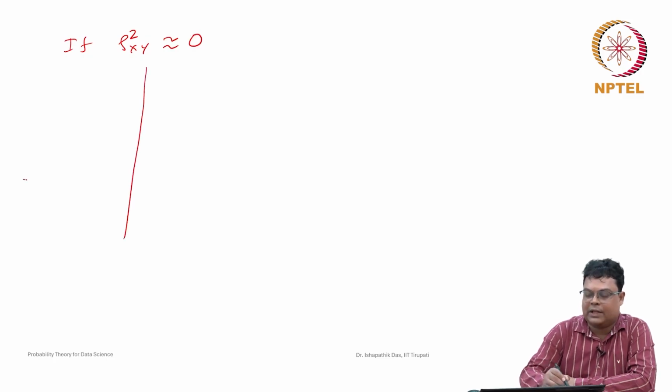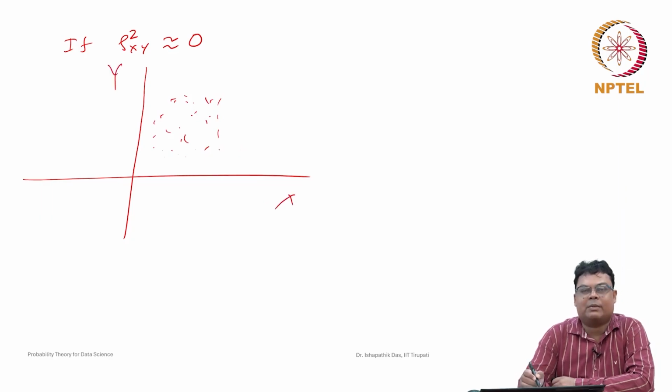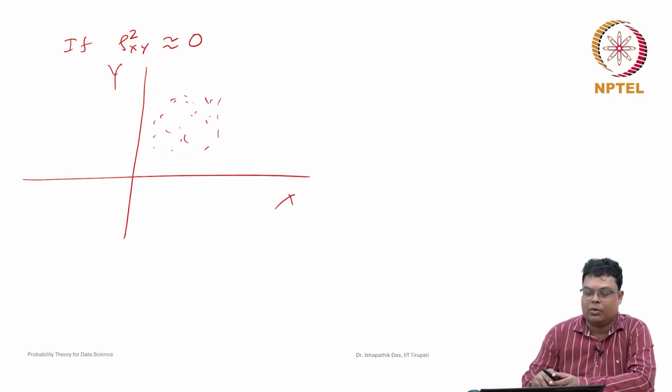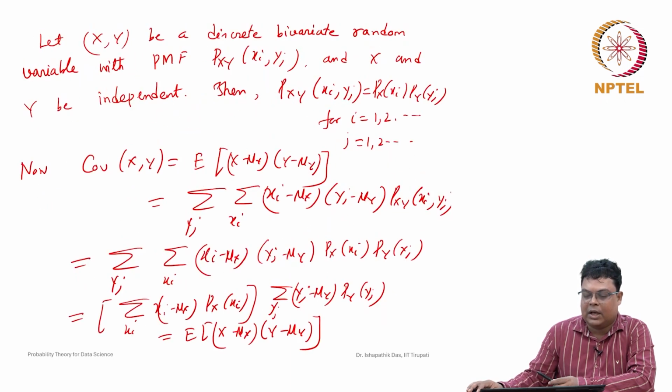Now, otherwise, if rho square of xy is close to 0, then there is no linear relationship. It may be like a circle or some non-linear relationship, where sometimes when x is increasing, y is increasing, and sometimes when x is increasing, y is decreasing. There is no straight-line type relationship, so rho square of xy will be close to 0, and the correlation coefficient will be close to 0. These are the interpretations of the covariance and correlation coefficient that we learned.